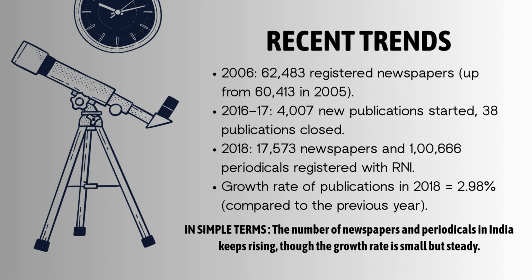Recent trends. In 2006, 62,483 registered newspapers, up from 60,413 in 2005. In 2016-17, 4,007 new publications started, 38 publications closed. In 2018, 17,573 newspapers and 1,666 periodicals registered with RNI. Growth rate of publications in 2018: 2.98% compared to the previous year. In simple terms, the number of newspapers and periodicals in India keeps rising, though the growth rate is small but steady.